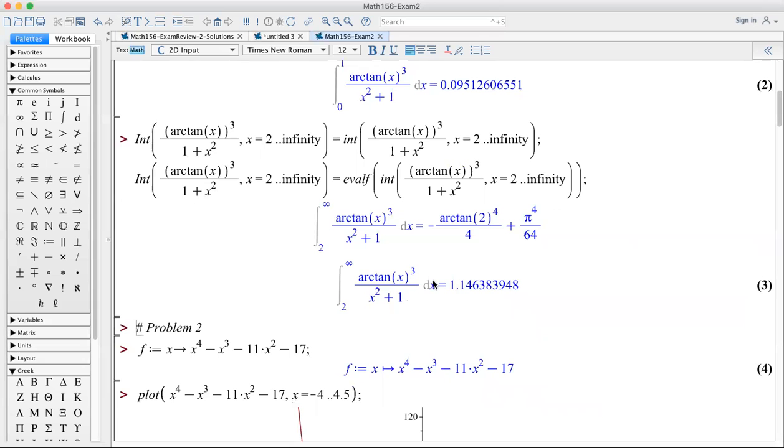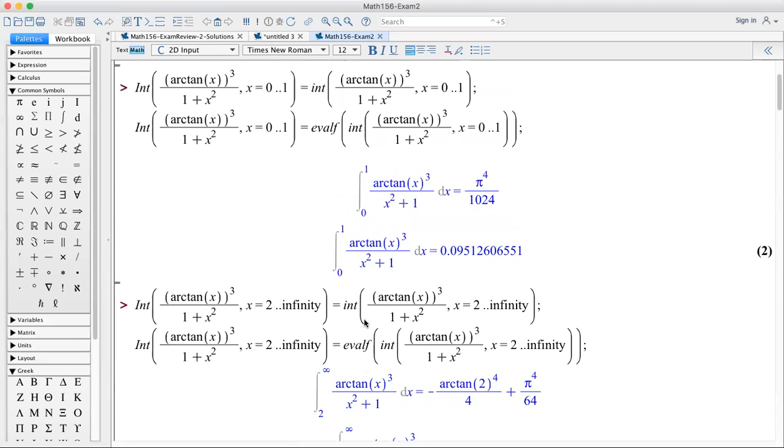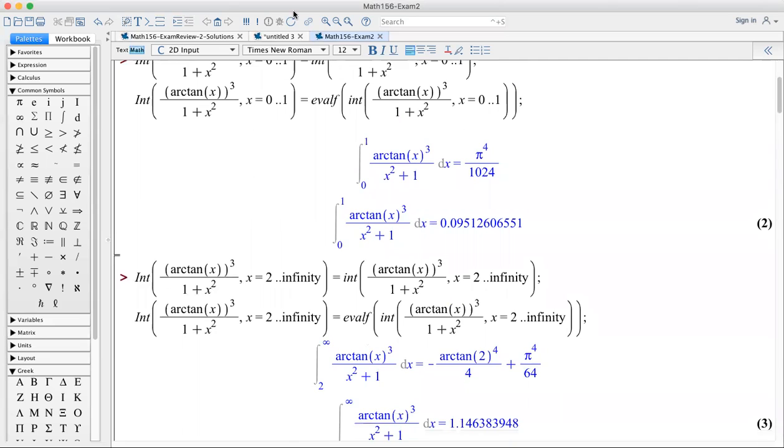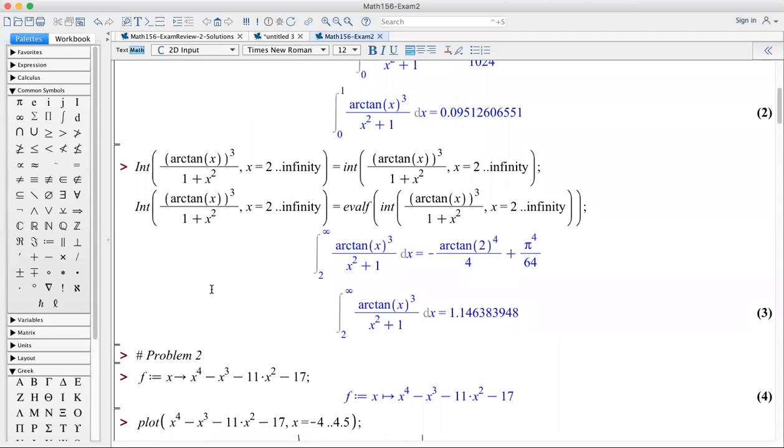Problem 2 is to consider the function. Oh, let me just make one other point. When you go from one problem to another, you want to make sure that you haven't stored anything in memory which might mess you up later. So I can go back and click on this symbol here on the top, the restart Maple server symbol, which just clears anything from memory.